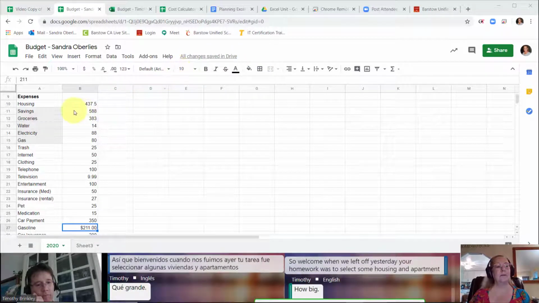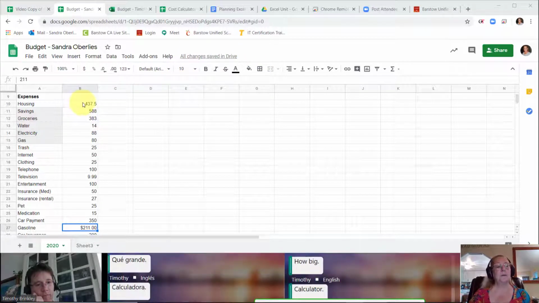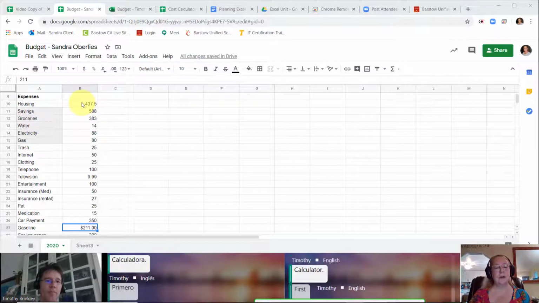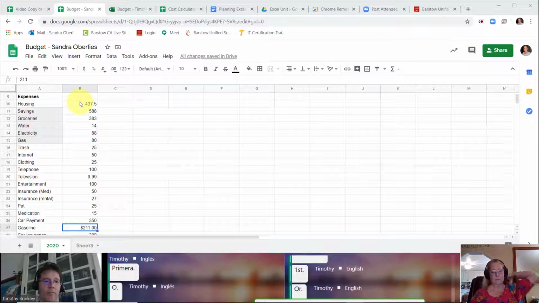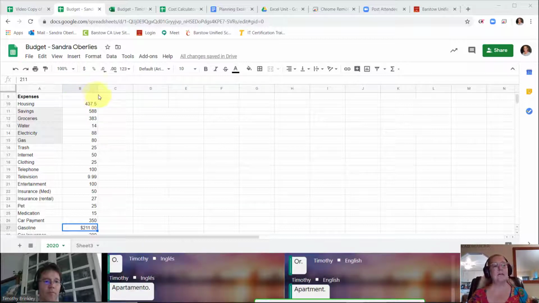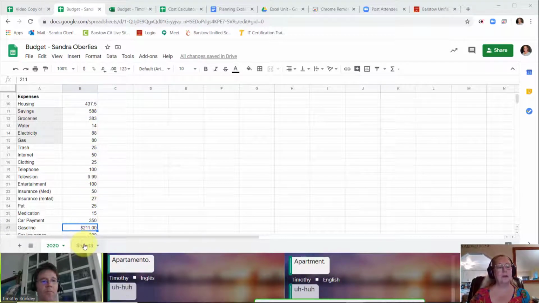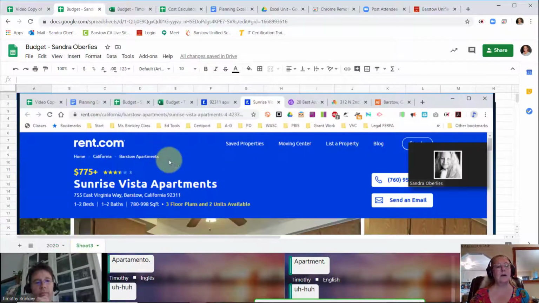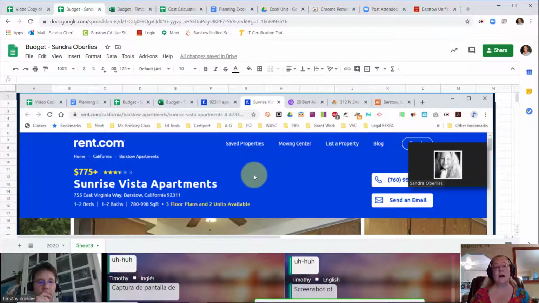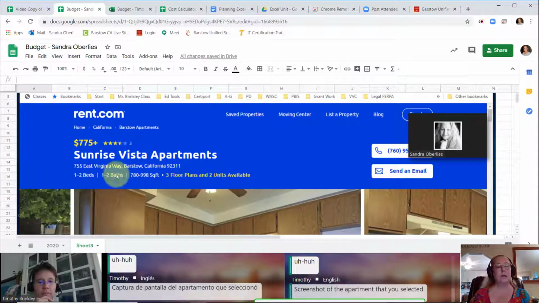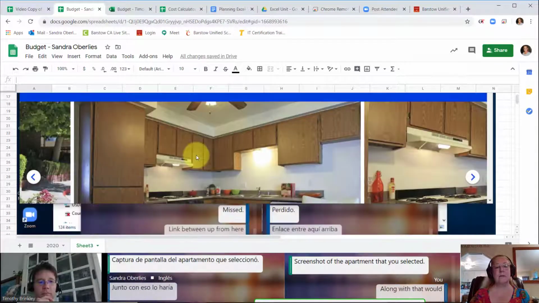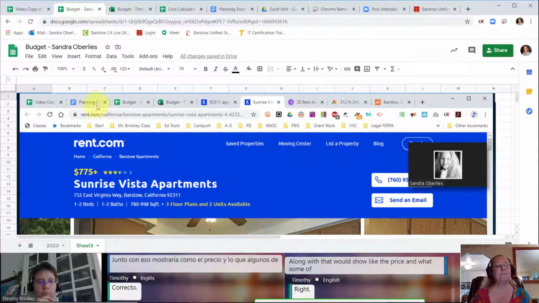So welcome. When we left off yesterday, your homework was to select some housing, an apartment or a house, and calculate your housing. The first thing you were supposed to do was go to rent.com or housing.com or apartments, all of the different links that were in the Google Classroom page. And you were to do a screenshot of the apartment that you selected, which would show the price and what some of the amenities are for that particular apartment.